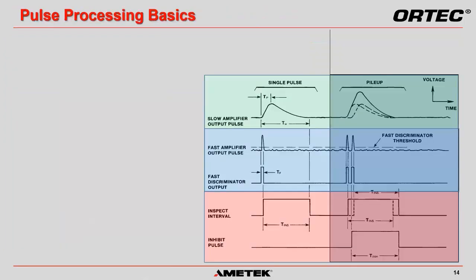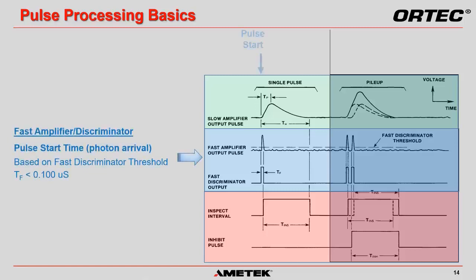To better understand how this digital coincidence and gate logic works, it's probably a good idea to review the pulse processing circuitry. The signal processing is initiated by the fast amplifier. This circuit is used to rapidly detect a deviation from the signal baseline, which indicates the arrival of a photon in the detector. The fast discriminator threshold is normally set just above the noise level automatically, but can be manually adjusted for certain situations as mentioned in the previous slide.